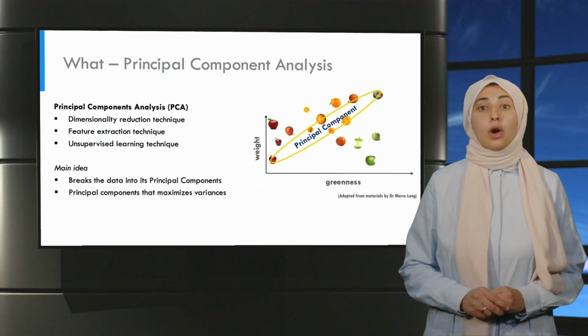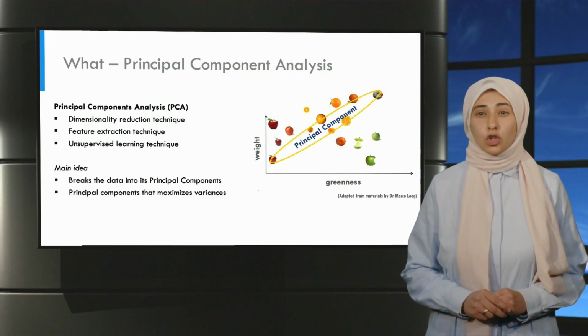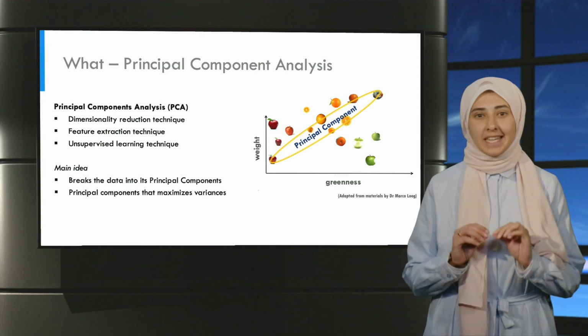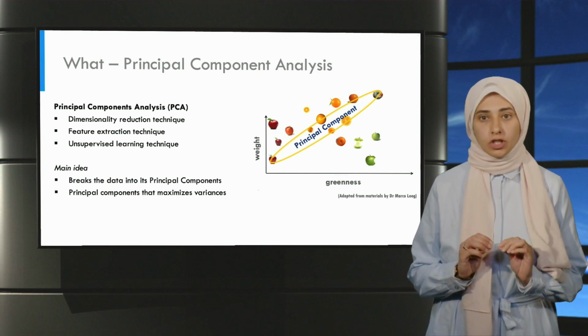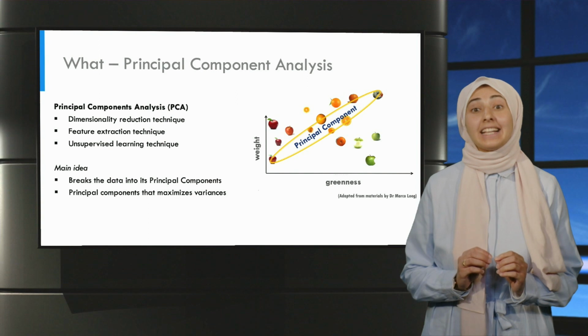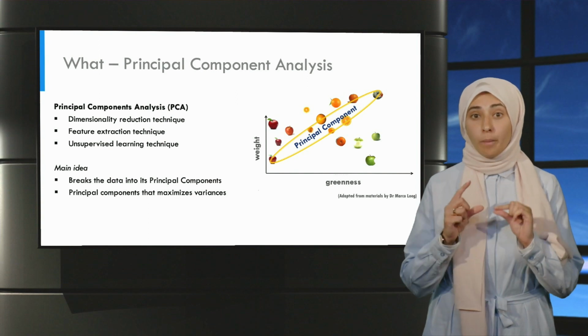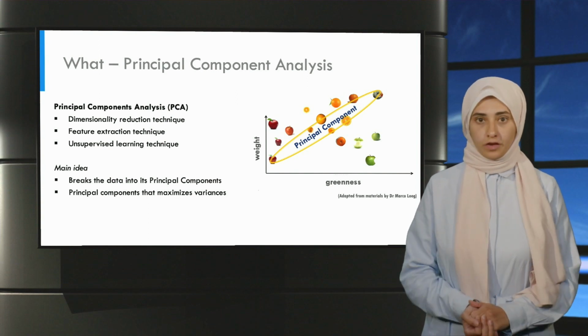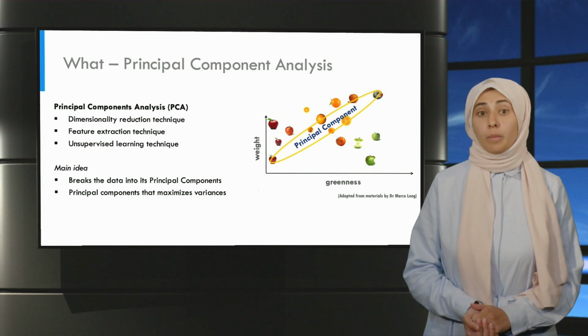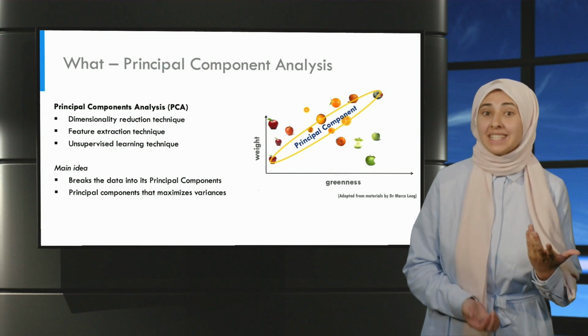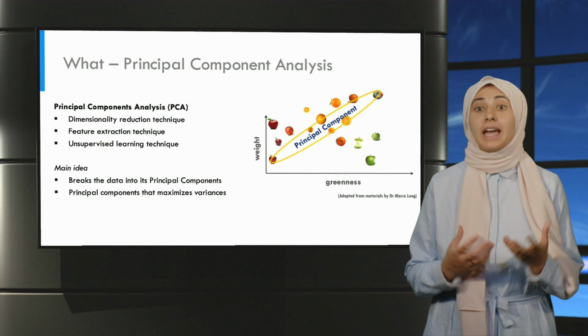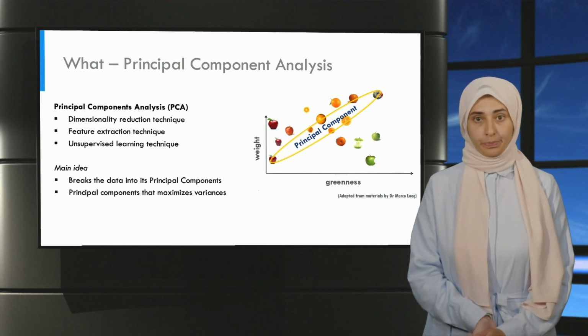In this video, we are discussing the intuition behind principal component analysis technique. Principal component analysis, or PCA, is a feature extraction dimensionality reduction technique. It extracts features that are linear combinations of the original set of features. These linear combinations are the new features that better explain the data in a more compact form.